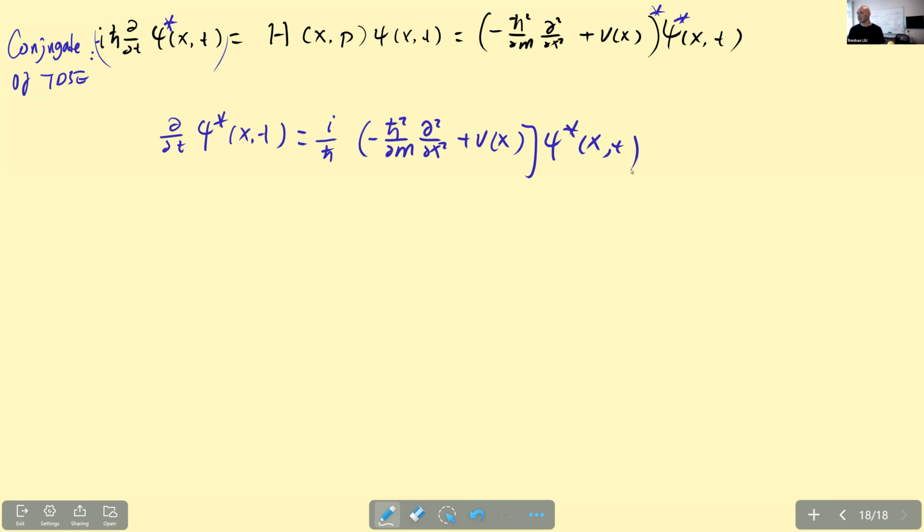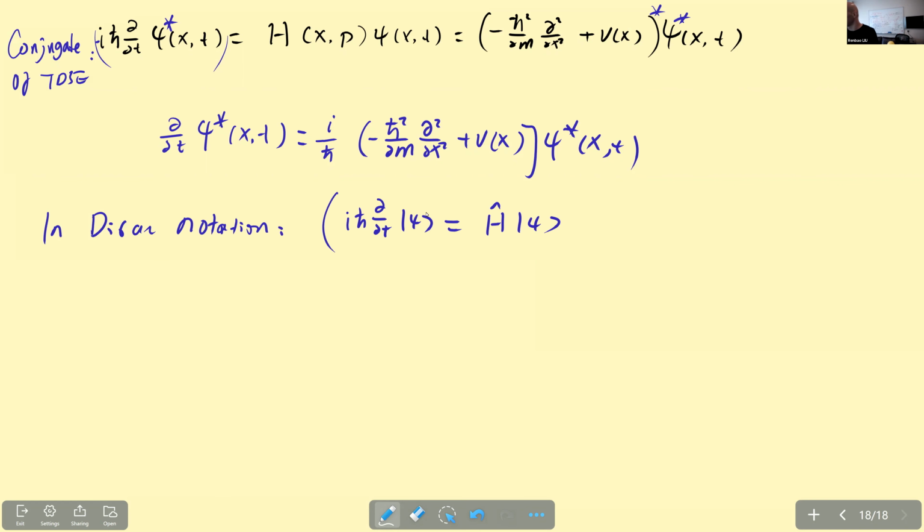Okay. So that is also the Schrodinger equation, but as a Hermitian conjugate. In another way, in Dirac notation, it's probably even simpler. I will use two ways to do this so that you can get more familiar with it. We know that i h bar partial t of psi equals H acting on psi, right? Let me do the Hermitian conjugate.